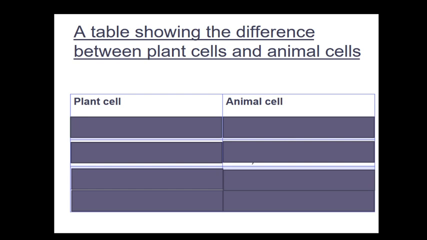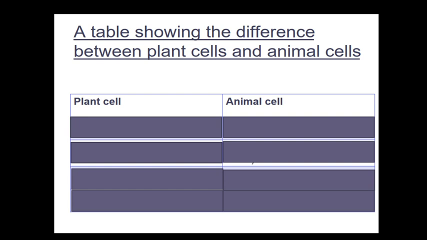Right, on page 34 it says, in the space below, draw a table to compare the differences between plant cells and animal cells. So in other words, we need to take our ruler and we're going to be drawing a table. Now first things first, you have to have a heading. The heading today is a table showing the difference between plant cells and animal cells. Write down that heading for me and underline it.